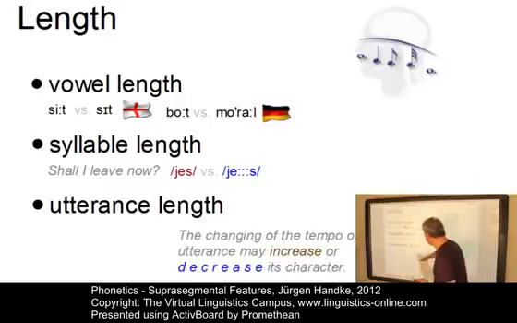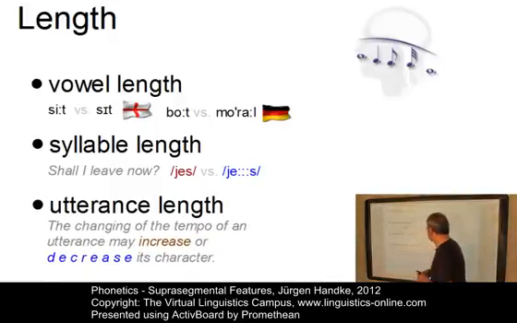Well, in utterances, we may have a high speed, where certain portions are lengthened, others are shortened. So for example, in this little stretch, you can read it as follows. The changing of the tempo of an utterance may increase or decrease its character. And you will perhaps agree that a decrease is often associated with a high degree of sophistication involved.